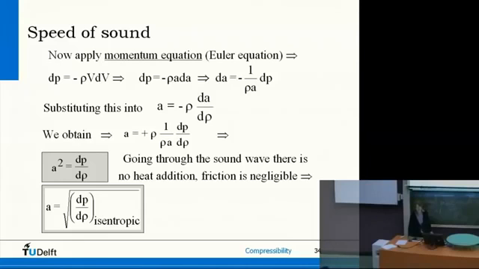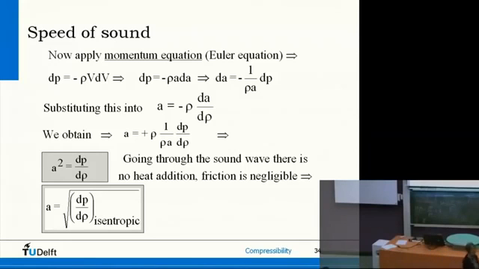I had this already from the mass conservation. And putting them together, I get A is equal to minus rho, and then I substitute dA is minus 1 over rho A dP. So the rho drops out. I have A here. So I find that A is equal to 1 divided by A times dP over d rho, or A squared is equal to dP over d rho. So my speed of sound squared is related to the pressure changes and the density changes.